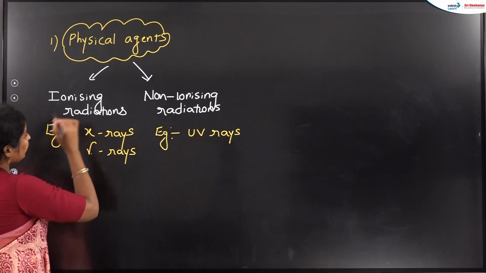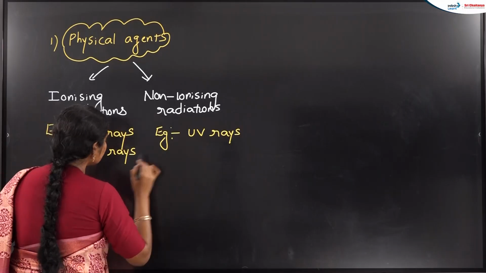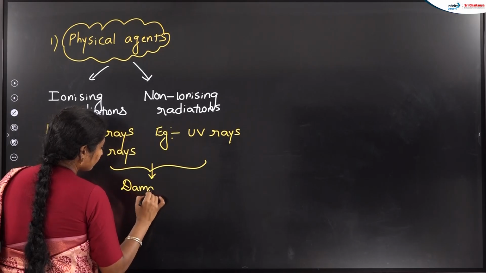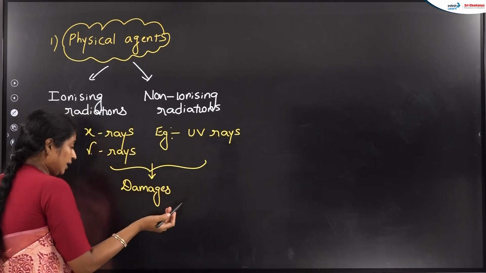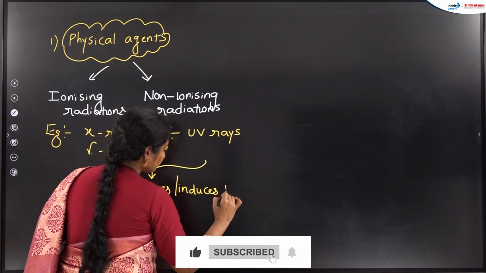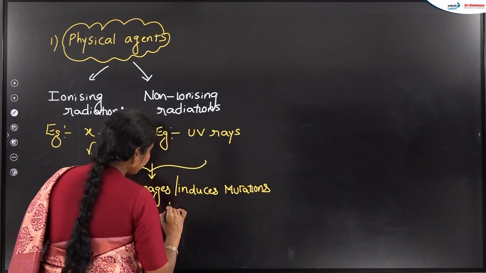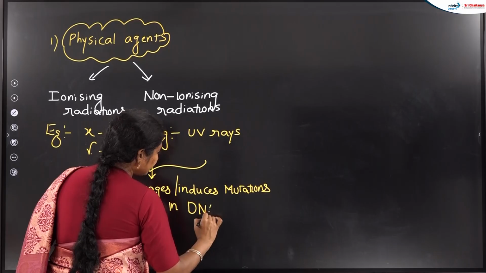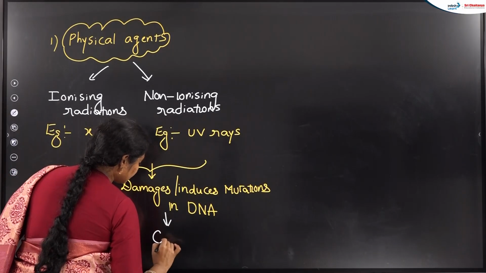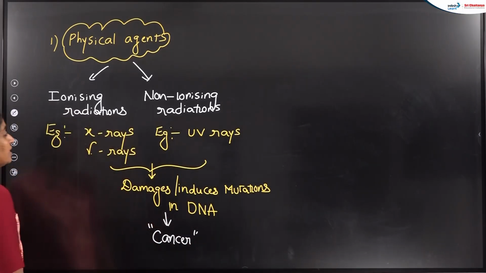What is the role of these radiations? Whether ionizing or non-ionizing, these radiations damage the DNA. They can damage or even induce mutations in the DNA. Whenever the DNA gets damaged or mutations get induced, it leads to cancer. So this is known as a physical agent.